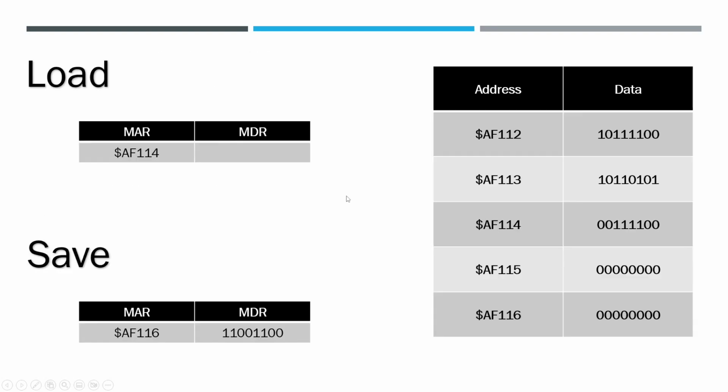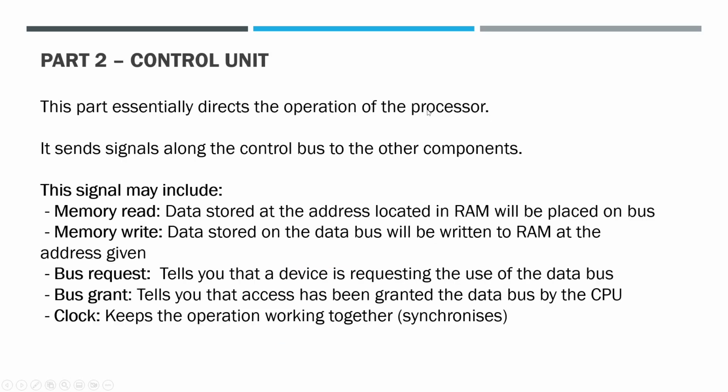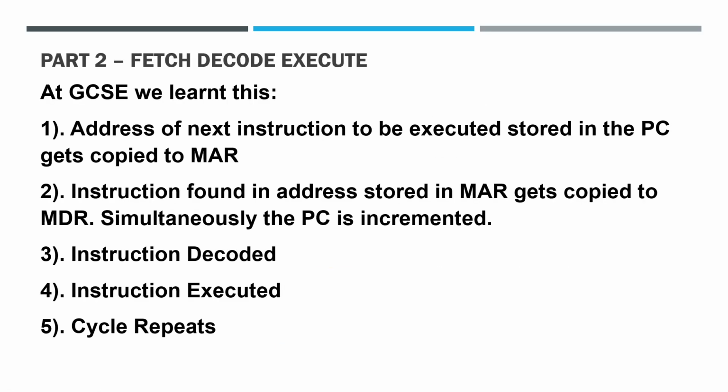As you can for all the other parts of this, the only one that's not in the GCSE is the current instruction register. So that's the GCSE level. At A level, we need to understand the fetch and the decode in more detail.